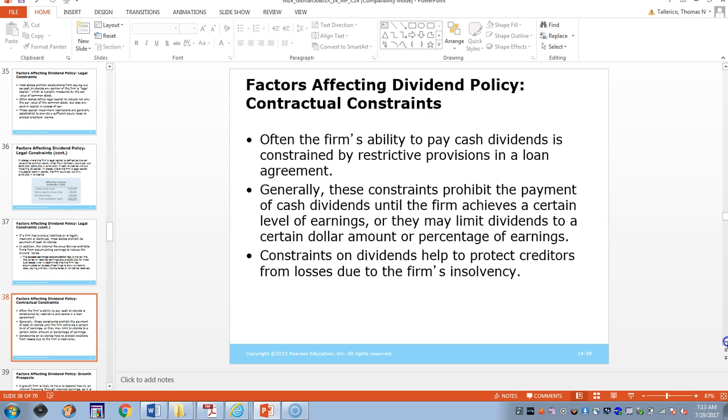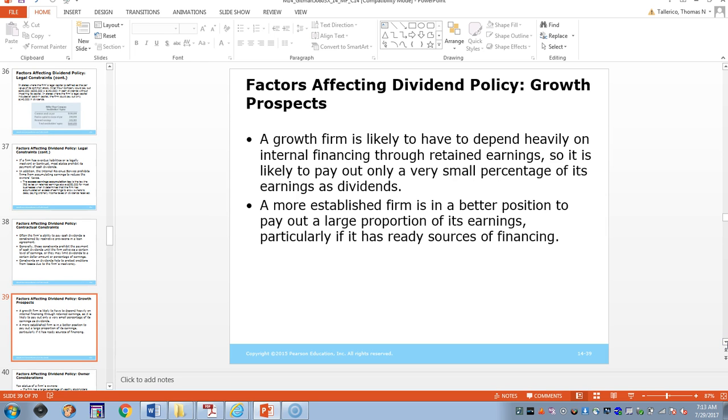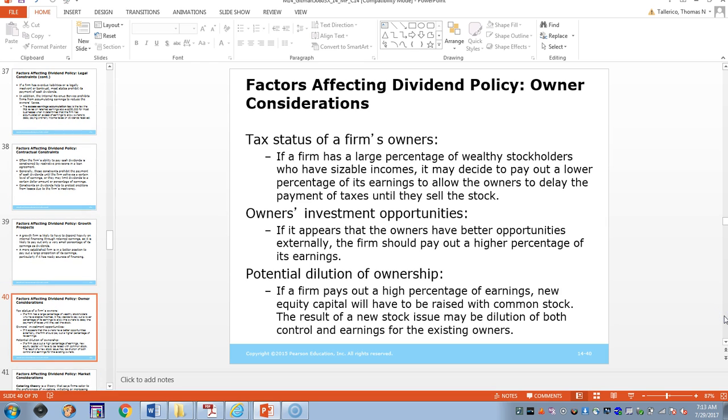All right, so there's another thing, whether or not there's going to be growth. A growth firm is likely to depend heavily on internal financing, so it may not pay out dividends, or may only pay out a small amount. Like I said, AT&T and Verizon pay out 5% dividends. They're established. Google doesn't pay a dividend.